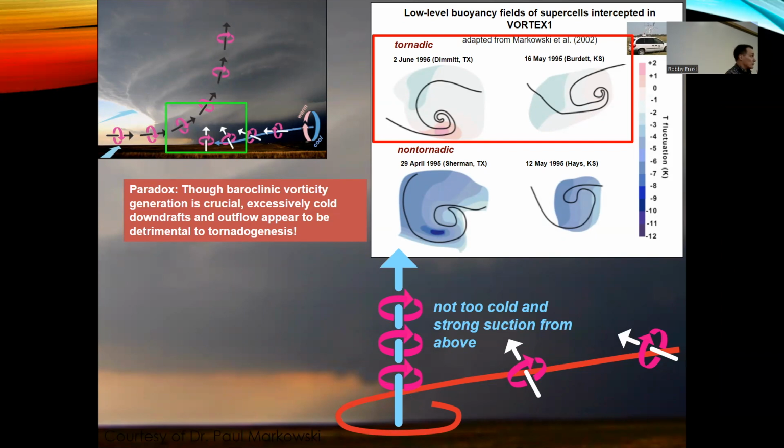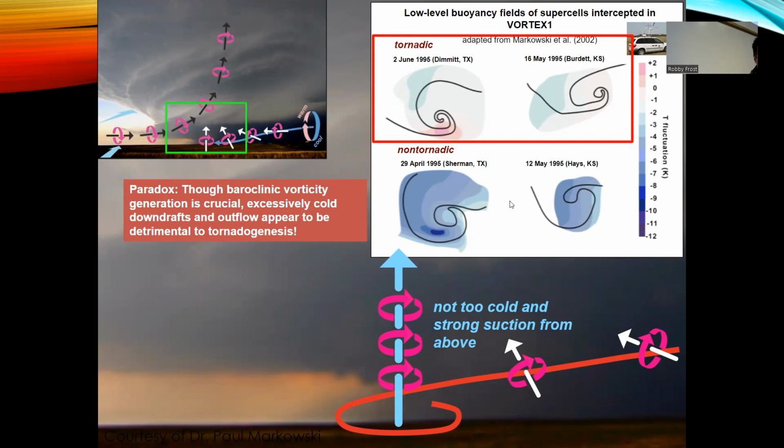The darker blues would be more negative, more stable. Lighter colors or pinks would be positive perturbations. So the tornadic storms on the top, you notice the air in the vicinity of the hook echo. First of all, the hook is narrow. So what does that tell you about downdraft and rain-cooled production from that precipitation? A lot or just a little?